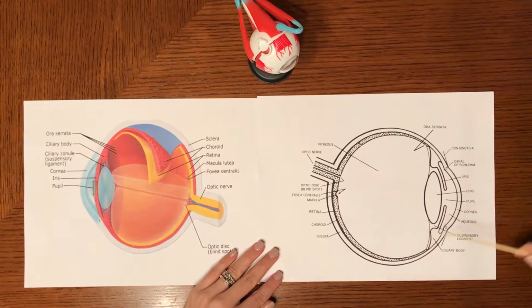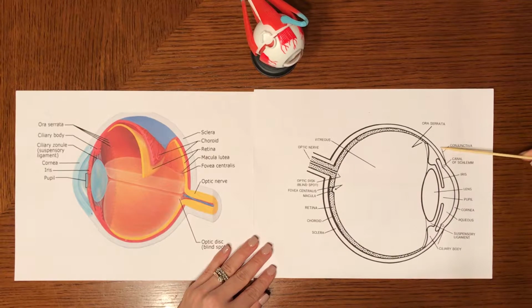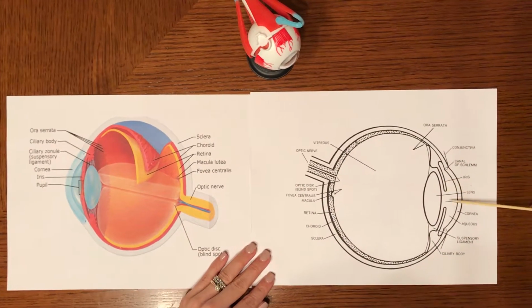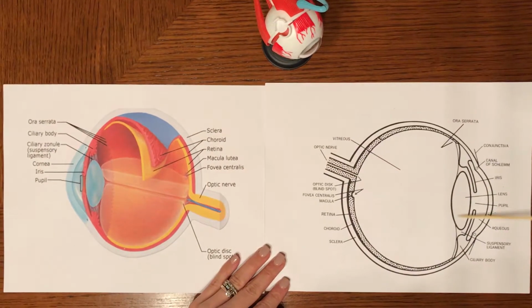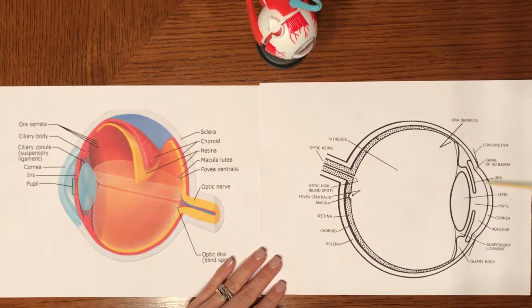The normal eye can be divided in two sections. The anterior segment, which includes the structures of the front eye: the cornea, the iris, the pupil, the lens, the trabecular meshwork, and the aqueous humor.